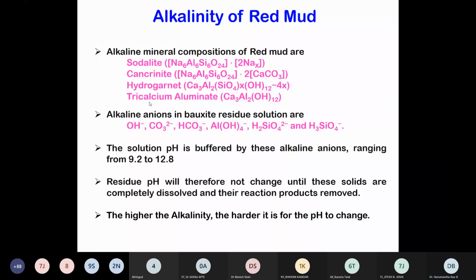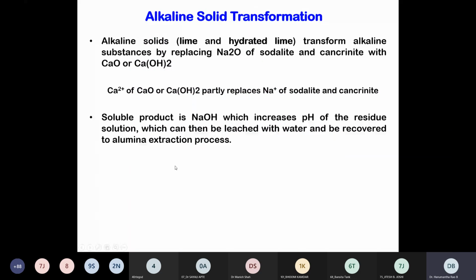So in order to reduce this pH, people have suggested that we add some lime or hydrated lime to the red mud. Here the typical chemical reaction that can occur is, with the addition of the lime, the calcium can replace the sodium and thereby reduce the pH. So this is one such possibility.